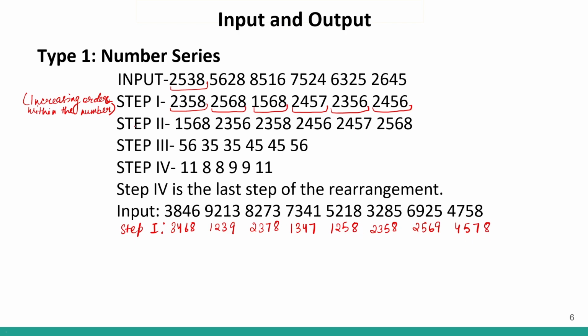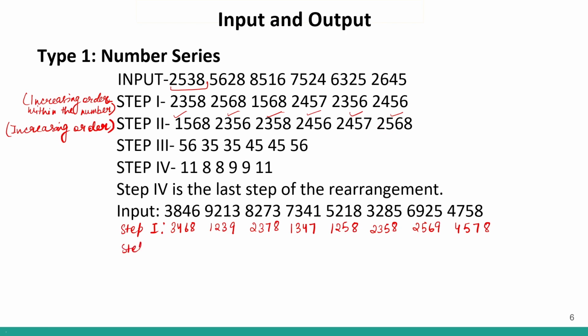Okay. Moving on to step 2. Now I see these numbers. These are your numbers, correct? I see 1, then I see 2356, 2358, 2456, 2457 and 2568. So what is the pattern? Basically they have been arranged in increasing order. Now the entire number has been arranged in increasing order. In the previous step, we were following increasing order within the number. But now the entire number range has been arranged in increasing order.